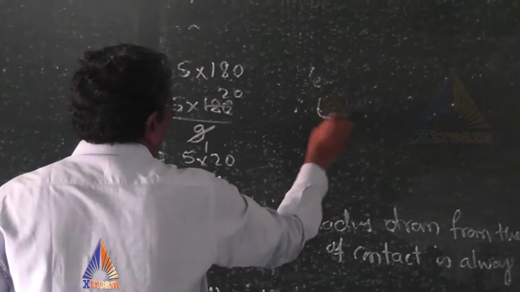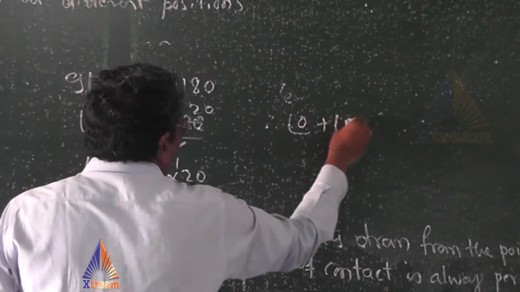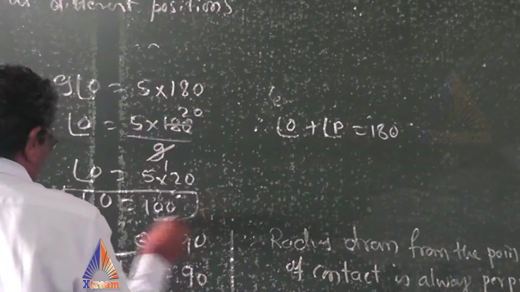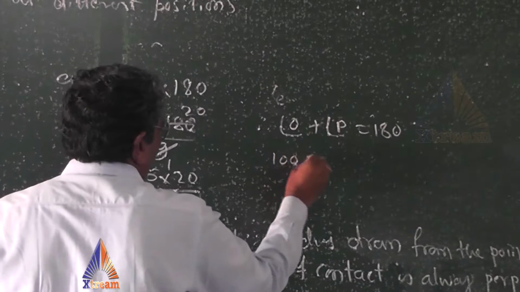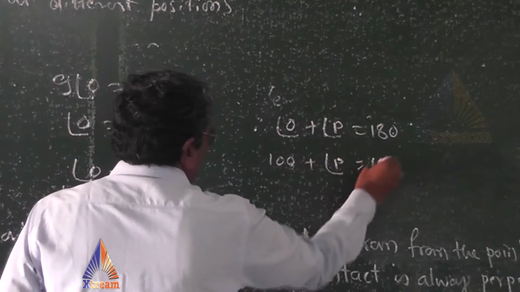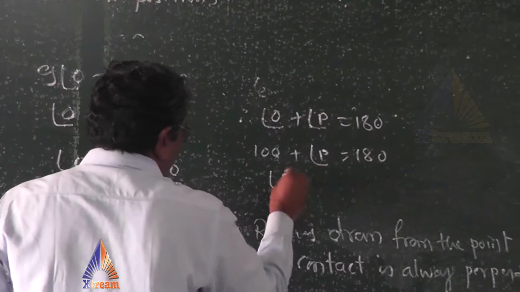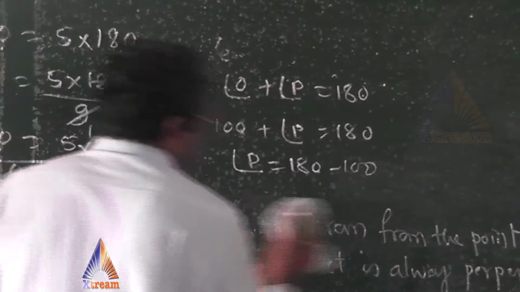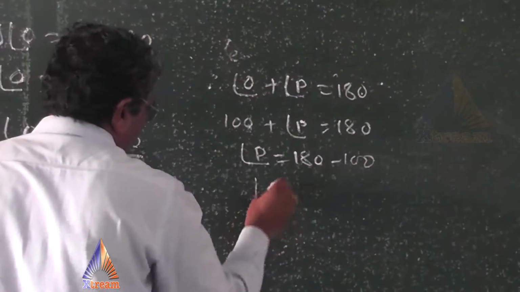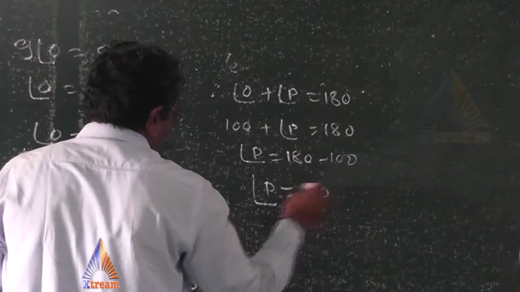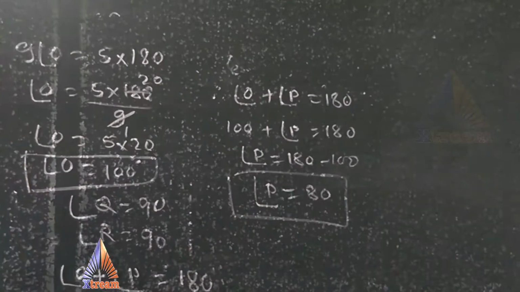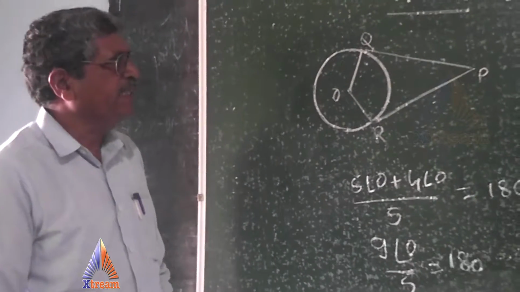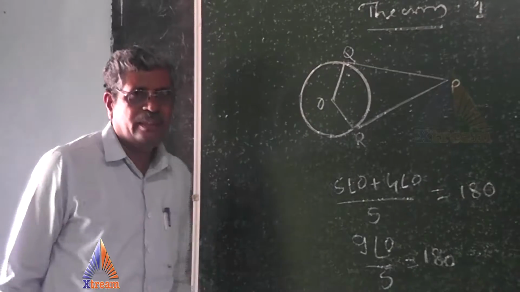Therefore, angle O plus angle P is equal to 180 degrees. The value of angle O is 100 degrees, so 100 degrees plus angle P is equal to 180. Angle P is equal to 180 minus 100, so angle P is equal to 80 degrees. Hence angle O and angle P are 100 as well as 80 degrees.